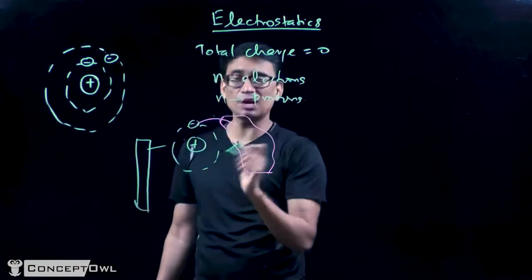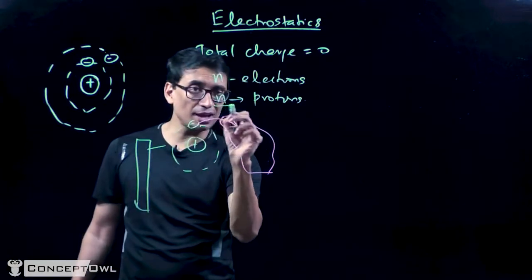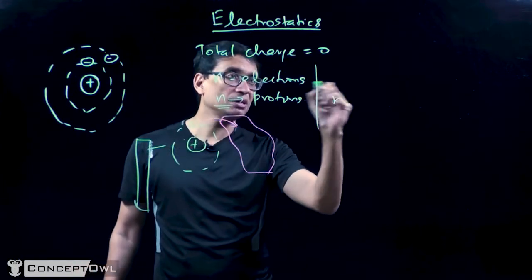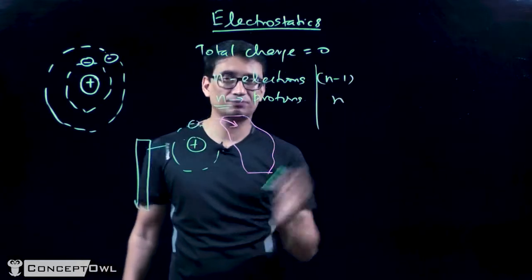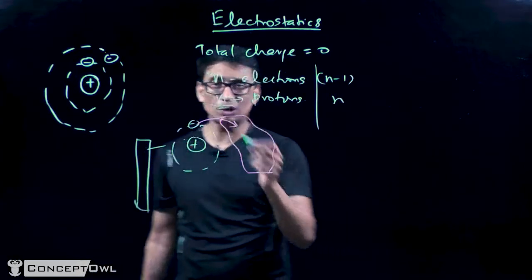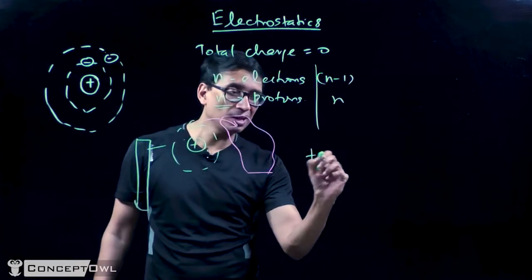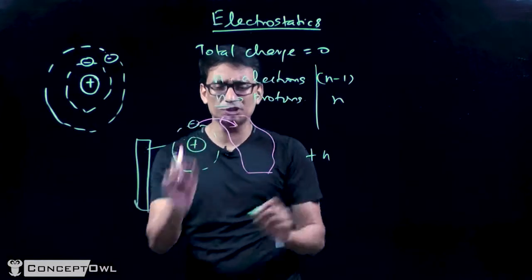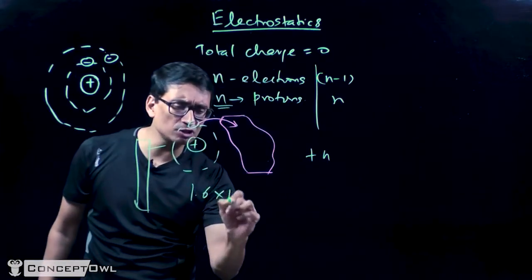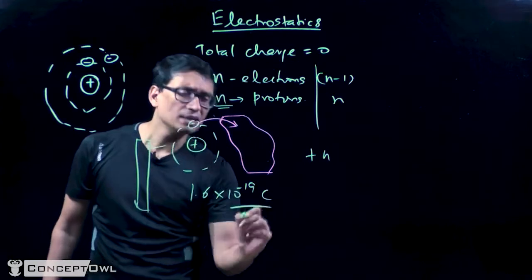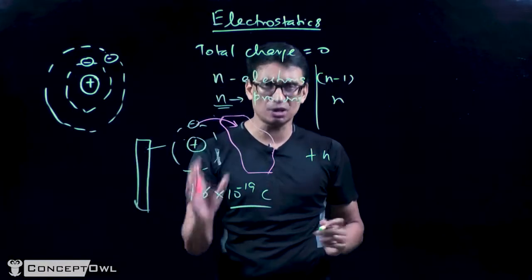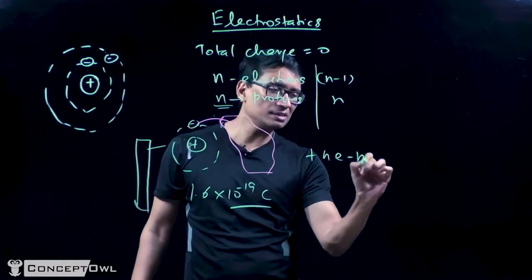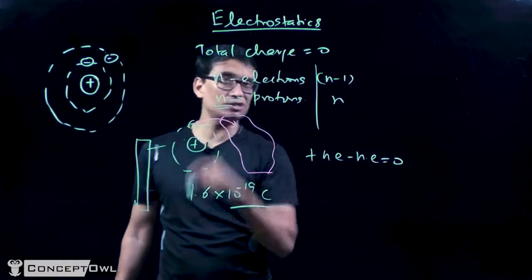Now when one of them has jumped, what has happened? Now we still have n protons, but the number of electrons is n minus 1. Earlier, how much was the total charge? Let us call one charge of an electron E, which is 1.6 into 10 to the power minus 19 coulombs. That is the charge of each electron and each proton in magnitude. So the total charge would have been plus n into E minus n into E, which would be equal to 0 initially.